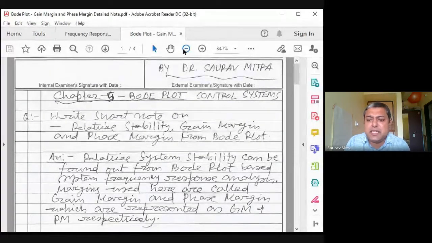So today I'll be just giving you how the relative stability, or gain margin and phase margin, is found out from Bode plot. I'm not going to tell you any steps today. I will be just telling you what is the final product, or the final effect, or how the Bode plot for any system looks like, and from there how you can find gain margin and phase margin, and what is the significance of finding them. Very simply I'll tell you.